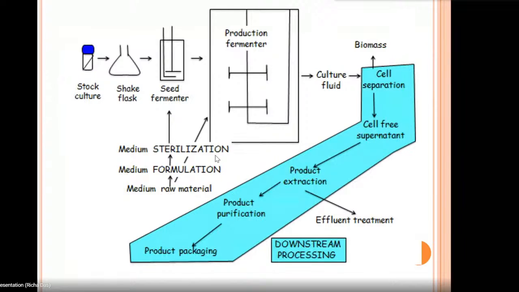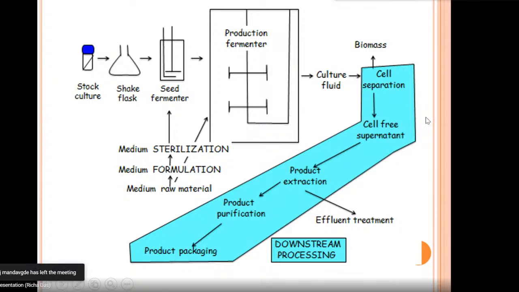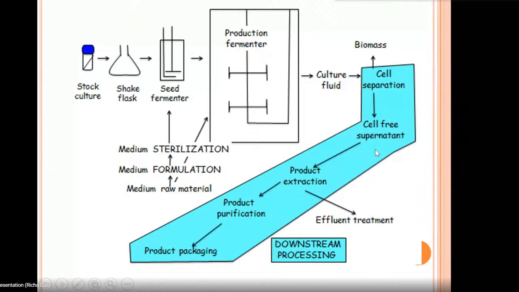In this picture the whole process of fermentation is described. The large body that we see here is the actual fermenter where the process of fermentation takes place. And this blue color which we see is called the downstreaming process. Just now I said that the product needs to be extracted and purified. So all those processes are downstreaming processes.